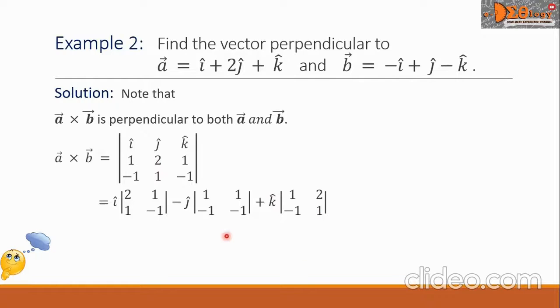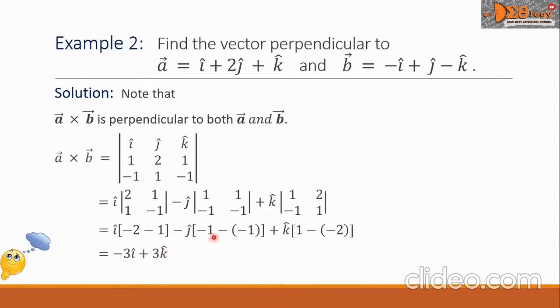Let us now evaluate the corresponding determinants. So for the i, we have 2 times negative 1, negative 2, minus 1 times 1 is 1. Then minus element j, and then this is 1 times negative 1, negative 1, minus negative 1 times 1 is negative 1. Then plus the element k, then we have this 1 times 1 is 1 minus negative 1 times 2, negative 2. Simplifying further, we have this negative 2 minus 1, so we write negative 3i.